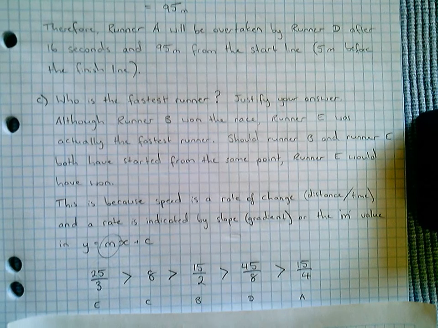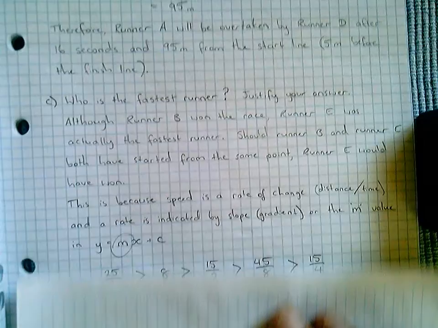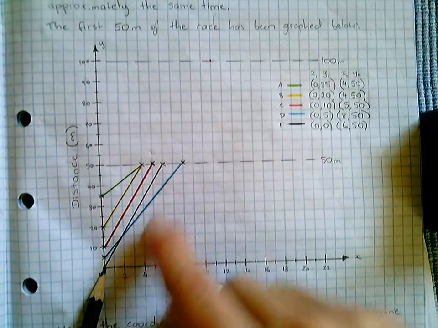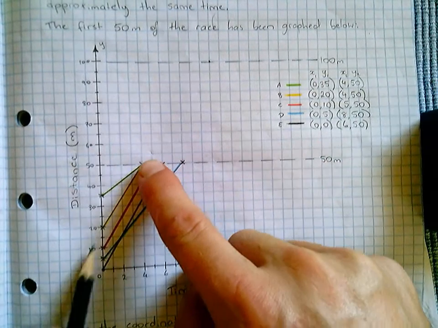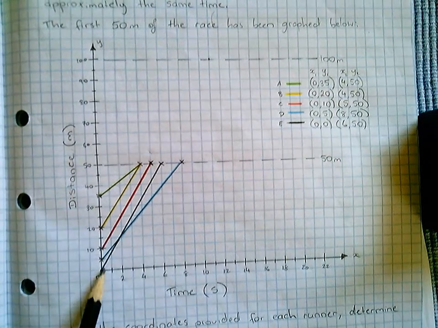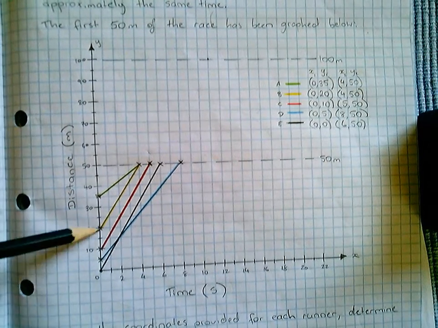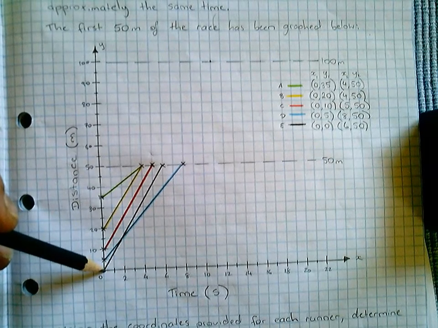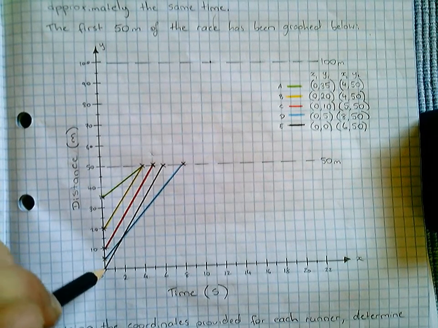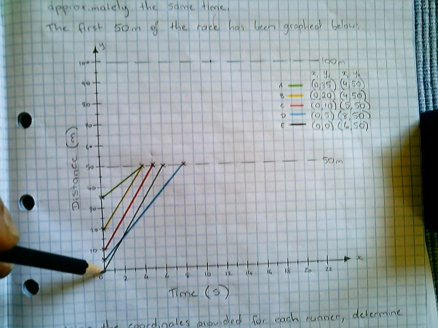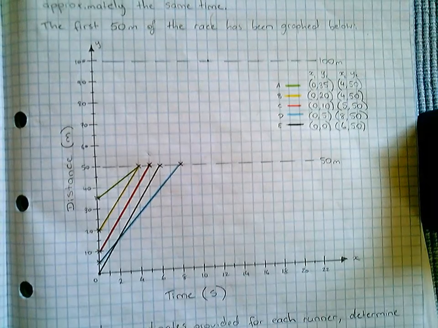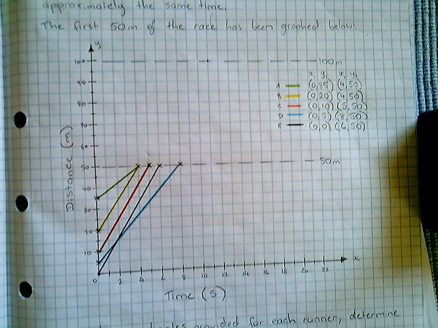Did runner E win the race? No. And the reason runner E didn't win the race is because he was handicapped a lot more significantly. He actually started at point 0 compared to runner B, who won the race, who got a 20-meter head start on runner E. The reason runner E started at 0 is because he is actually the fastest. Because he's the fastest, he needed the biggest handicap. So that's why the fastest person in this instance is not necessarily the person that's won the race.